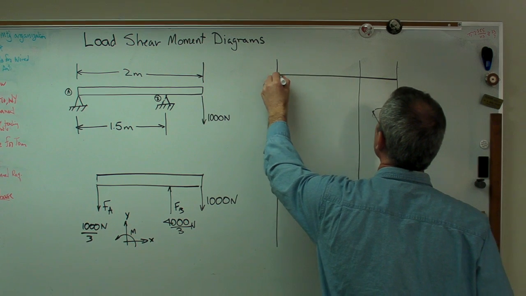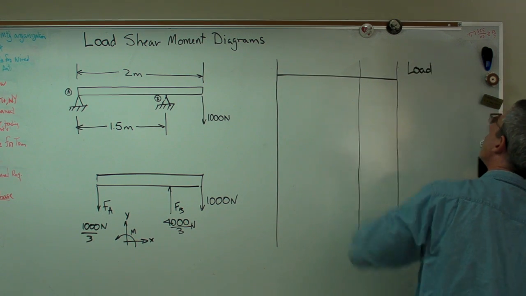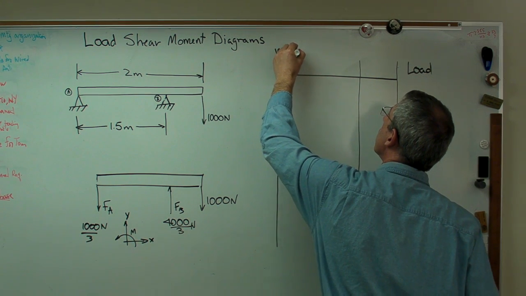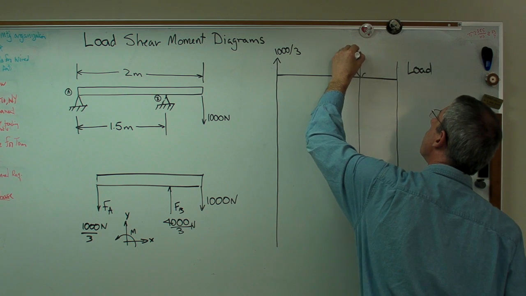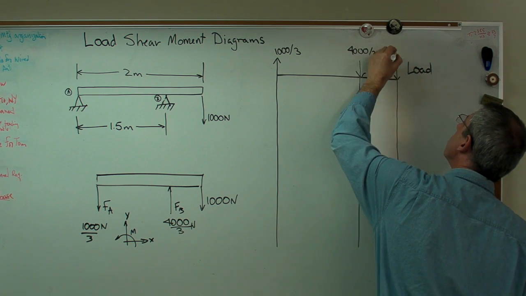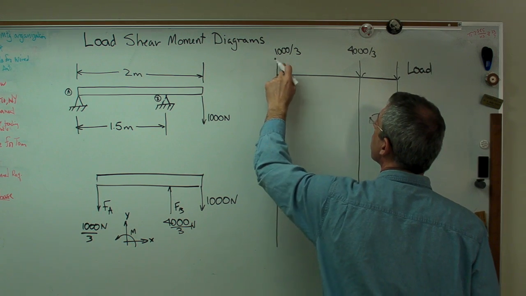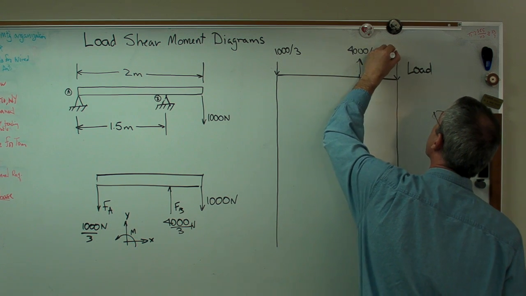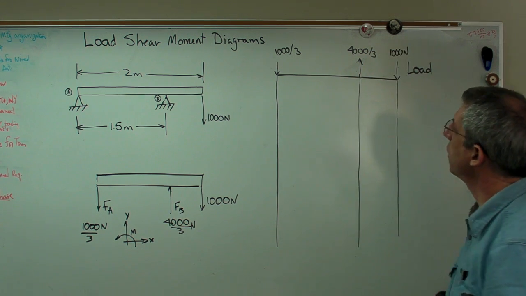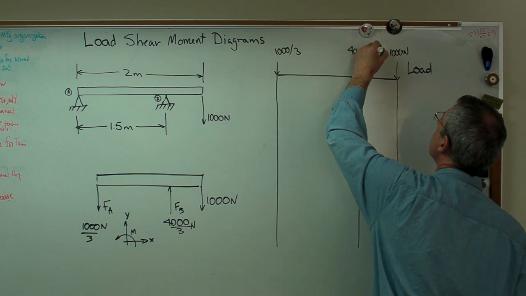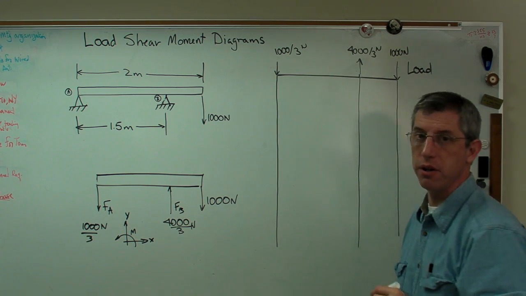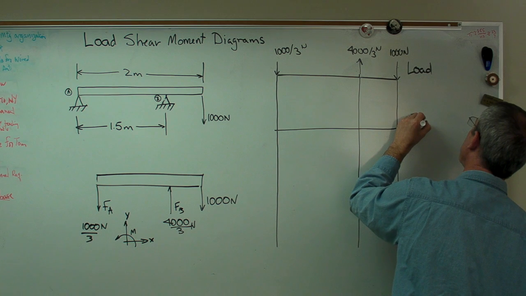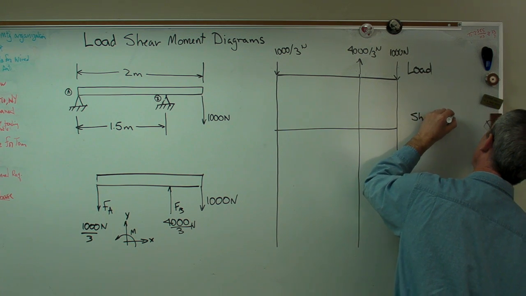So I'm going to start up here with the load. All right. Now I know the load at the end is up, and it's 1,000 over 3. And I know this one is down, and it's 4,000 over 3. And I know that one's down. I'm sorry, I got this wrong, don't I? There, that's better. And 1,000 newtons at the end. Okay, so that's correct now. I'll put my units in there. Always track your units. So there we go. I'm going to draw the shear now, and that's going to be in newtons.